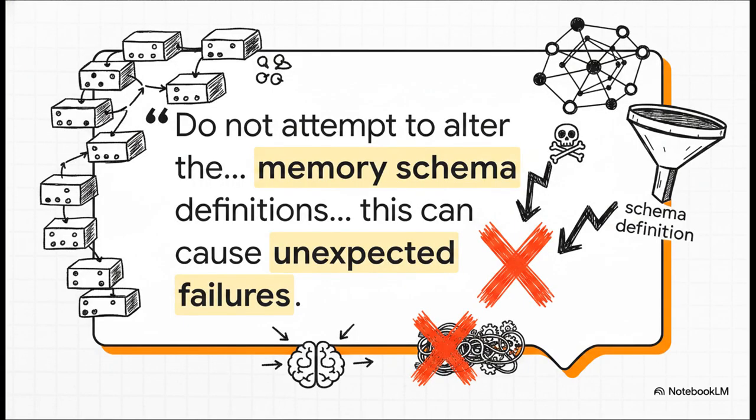Now for a critical don't, and this one's straight from the source. Do not, I repeat, do not try to change the memory schema definitions inside your prompt. So here's the deal. Think of it like a filing cabinet. Your job is to guide what information goes into the drawers, not to start relabeling the drawers themselves. If you change the schema, the labels on those drawers, the whole system can just break down because it won't know where to store or find information anymore.